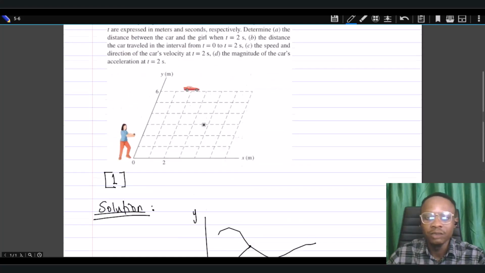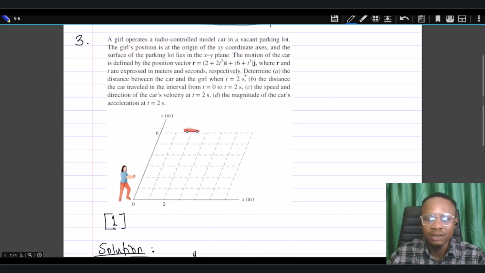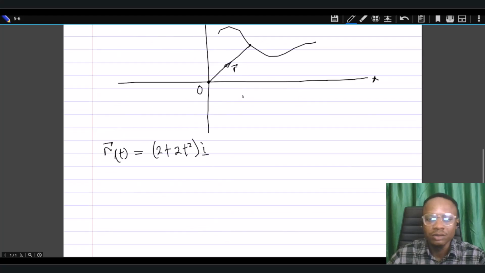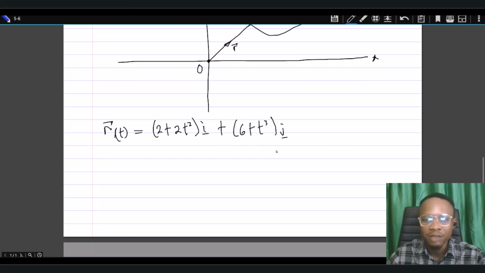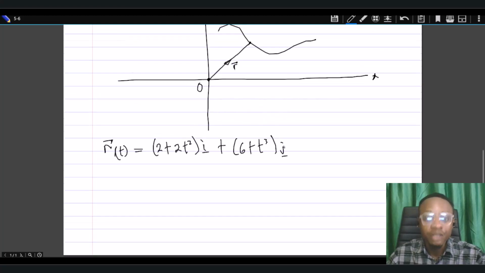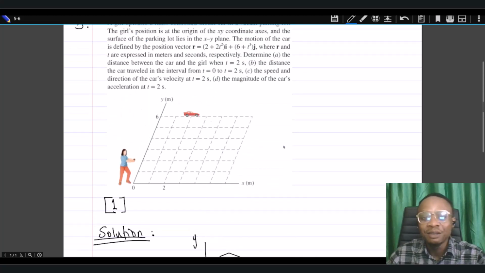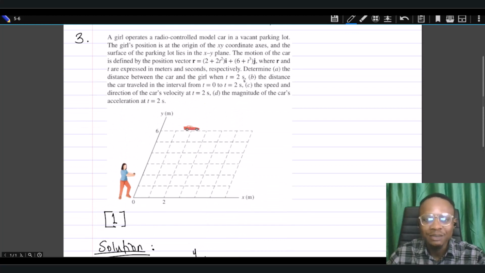Then for the y components, we know that to be 6 plus t cubed j. So this is plus 6 plus t cubed j. And we know this is in meters. Okay, t is measured in seconds. So with this, we can get all of the parameters that we need. Okay, this has to do with t equal to 2 seconds. This has to do with t equal to, what is that, 0 seconds.